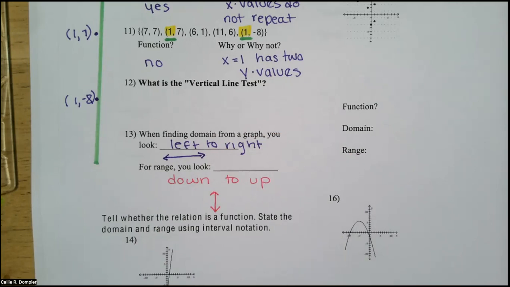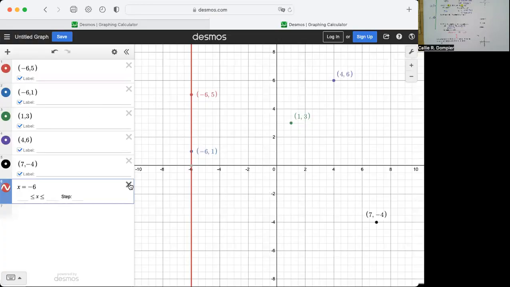So if we look back, even if it's not a line, right? Well, that's a line, but this isn't a line. This is just a group of points. And we're saying, what is the domain? The domain is from left to right. The domain is -6, 1, 4, 7. Don't worry about repeating, okay? The range, down to up. So the range is going to be -4, 1, 3, 5, 6.